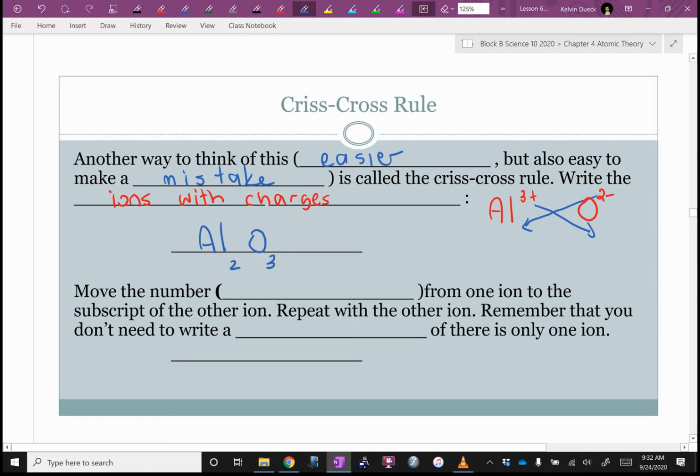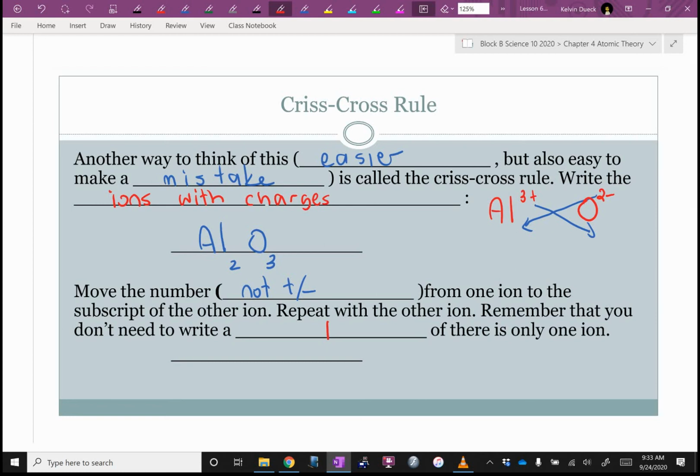And the math of that is Al2 is positive 6, O3 is negative 6, and positive 6 plus negative 6 is 0. That's the crisscross rule. So you move the number, but not the plus or minus, just the number, from one ion to the subscript of the other ion, and repeat. Oh, and you don't need to write a 1. We understand it's there.